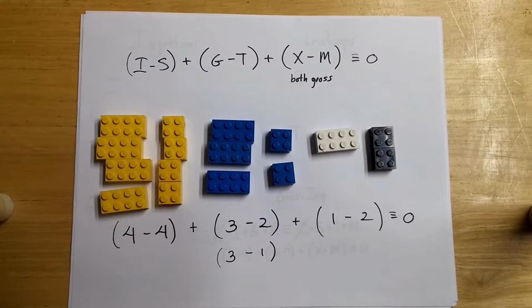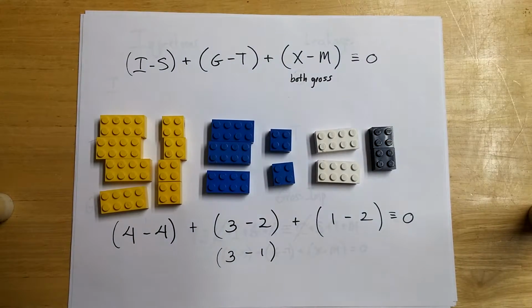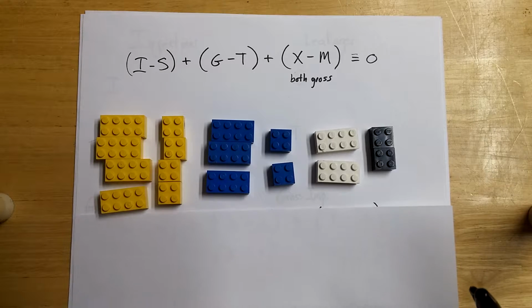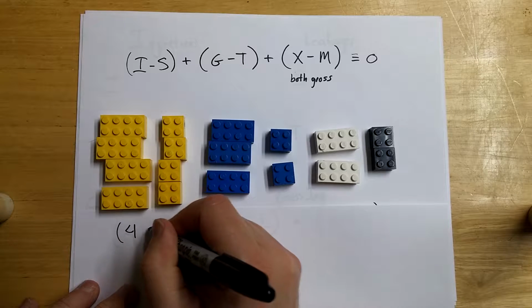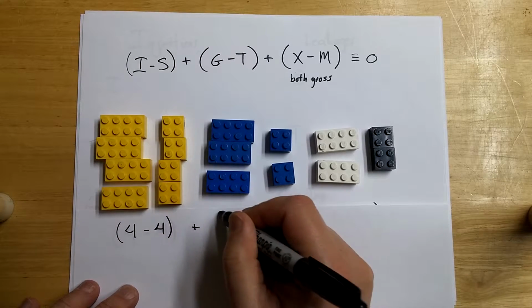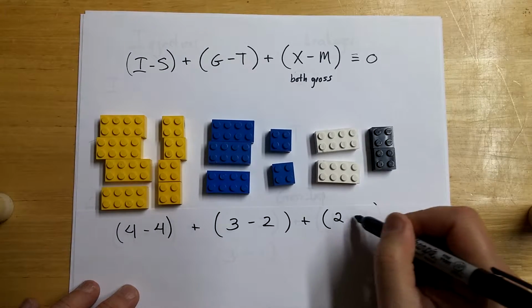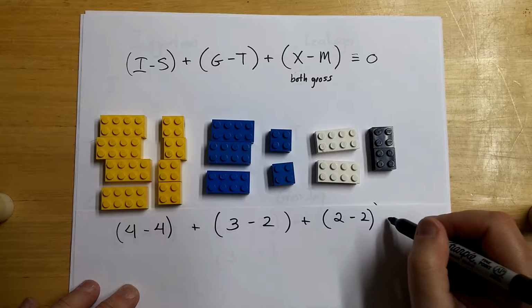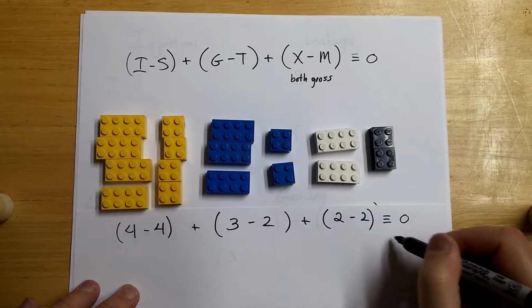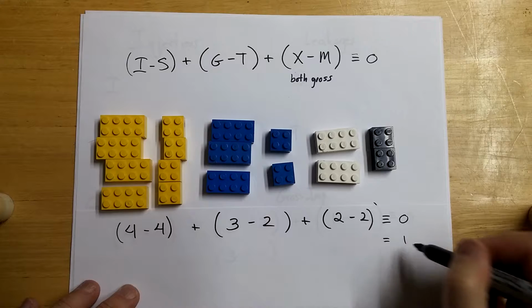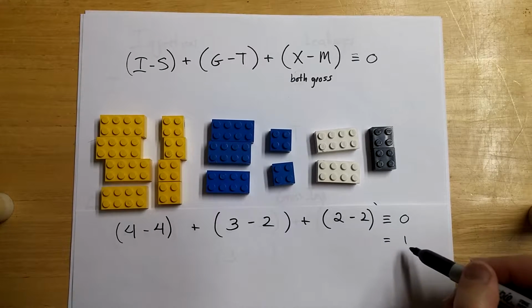So let me get another block there to represent exports. And so now what we've got is 4 minus 4 plus 3 minus 2 plus 2 minus 2. And that must be equal to 0, but in fact it's actually equal to 1. So this is something we've got to fix.